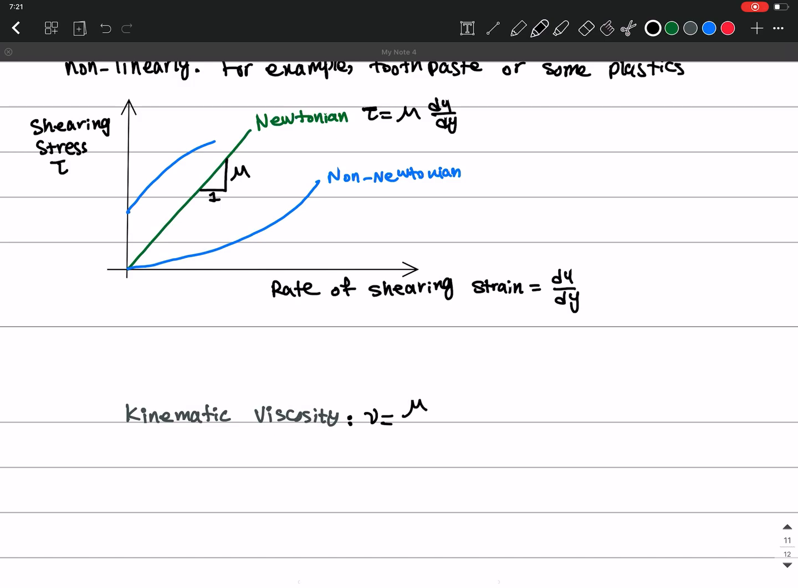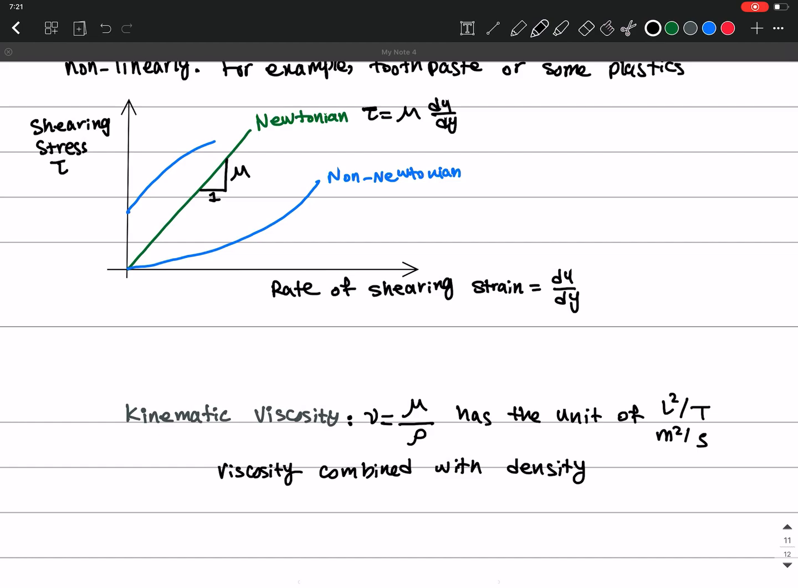And it's simply the dynamic viscosity, or mu, or the simple viscosity, over the density, or rho, which has the unit or dimension of length squared over time, or meters squared over second, which is a viscosity combined with density. Okay, so this was just a definition that you need to know later on. If we talk about kinematic viscosity, we mean the dynamic viscosity over density, okay?